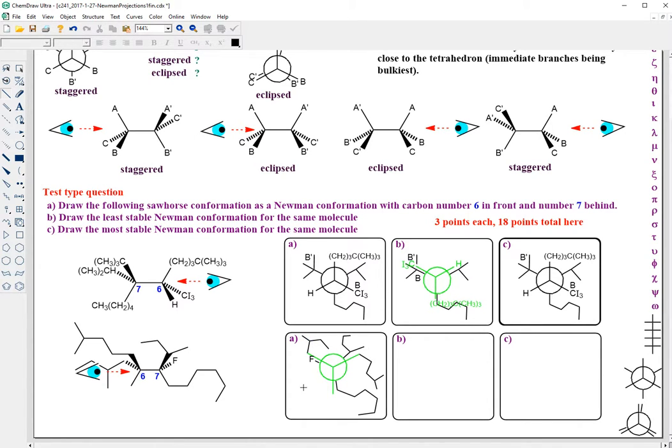Let's verify everything here. Things got a little confusing there. On the front carbon, directly below my eye, should be a methyl. On the front carbon, to my left, should be the 2-methyl butyl. On the front carbon to the right should be the isohexyl. On the back carbon, to my left, fluorine. On the back carbon to my right, sec-butyl.